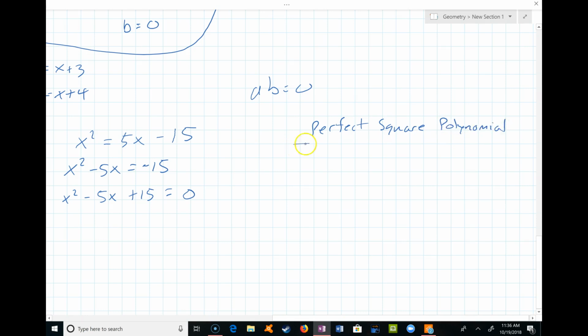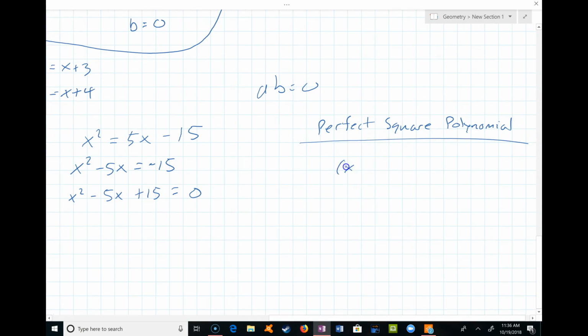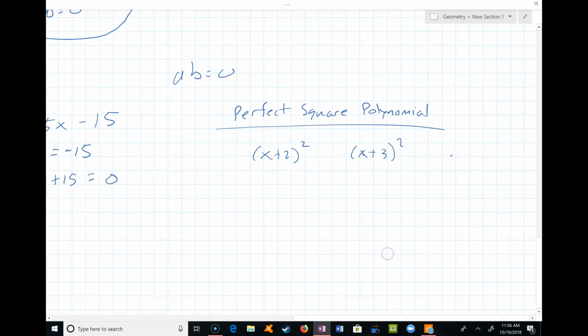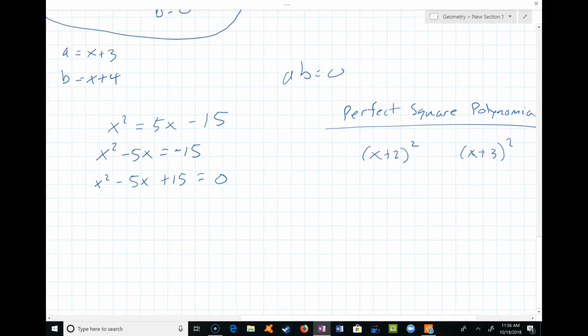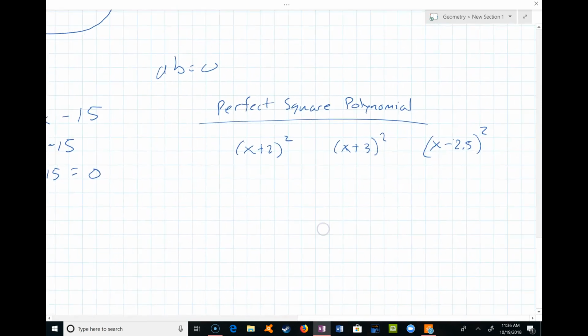Fortunately, you guys already know what that is because we talked about it when we were factoring. A perfect square polynomial means that I can write it as like (x + 2) squared, for example, or (x + 3) squared, or even (x - 2.5) squared. And so what we want to do is change this thing. This is not a perfect square polynomial right now. We want to change it so it is a perfect square polynomial. And the way we do that is, first of all, we need to recognize what perfect square polynomials look like.